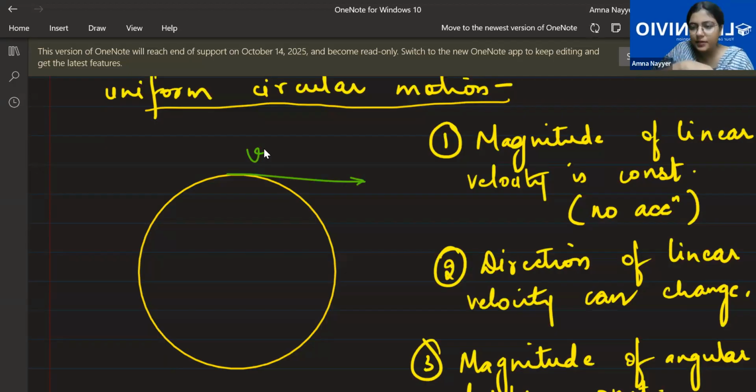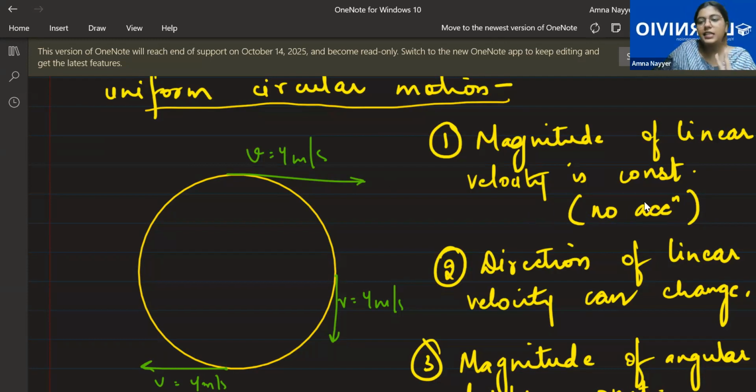Like if it is 3 meter per second. At every point that I take, here if I choose this point, here if I choose this point, if this is 4 meter per second, this will also be 4 meter per second, this will also be 4 meter per second. Means the magnitude of the linear velocity remains the same, without any acceleration, because the magnitude is remaining constant, so you will not have any acceleration in the system.